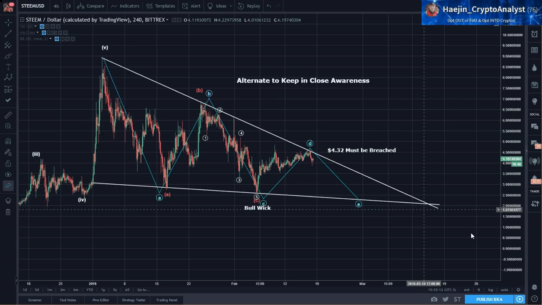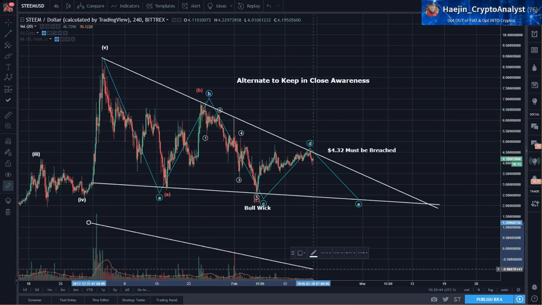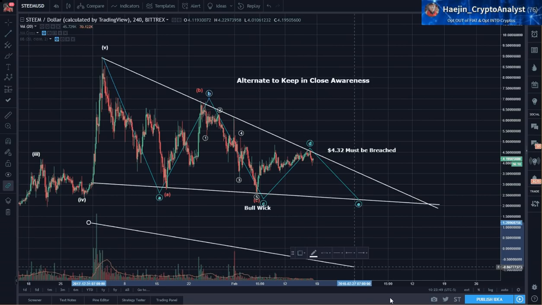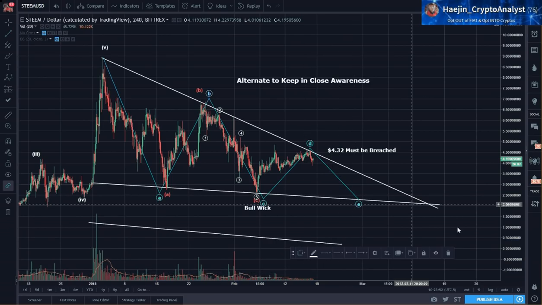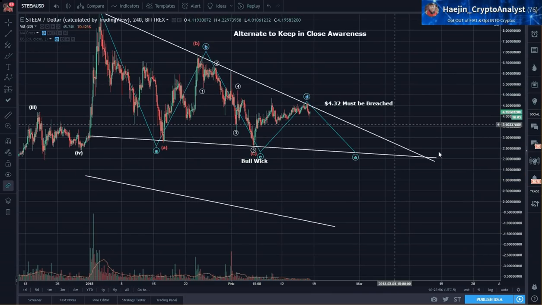And if we count this as downward pointing, the C can be lower than A now. So A, B, C, D, E would make sense. If we look at the volume, it's in a significant decline, as you can see.